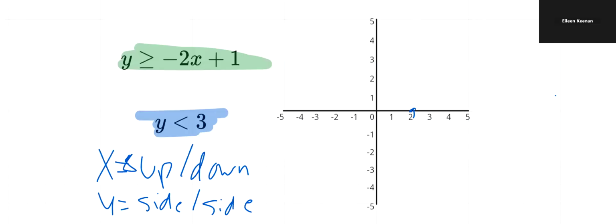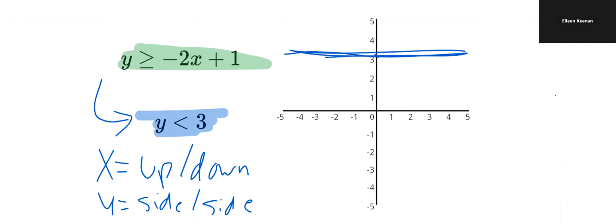And now with y, where y is 3, which is what our equation says here, if I go up and down, I'm touching all these other numbers. But if I go side to side, then I'm not, and that is what I want. So that is how I will graph this line. So this is y is less than 3.